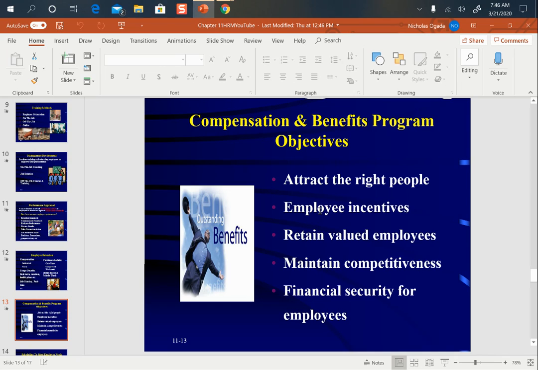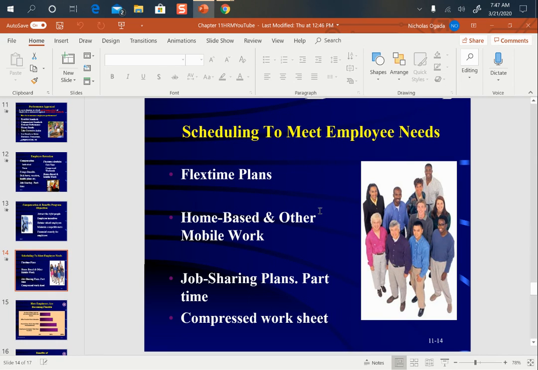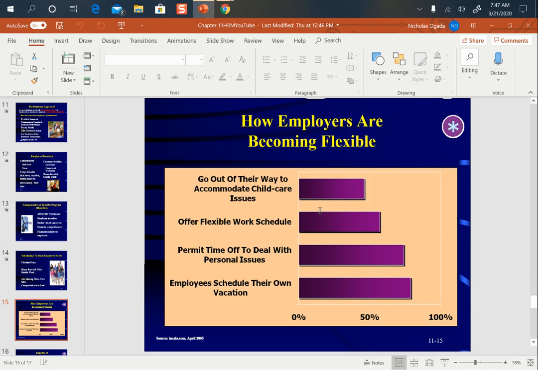And some companies will give other financial securities, like the 401k match and retirement schemes. So all this is geared towards trying to retain the employees. Again, we talked about scheduling, work from home, job sharing, compressed workweeks, core time, and so on.